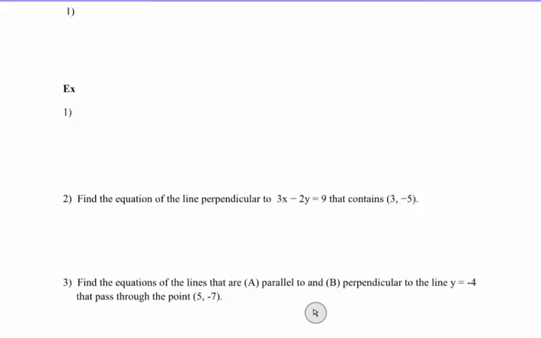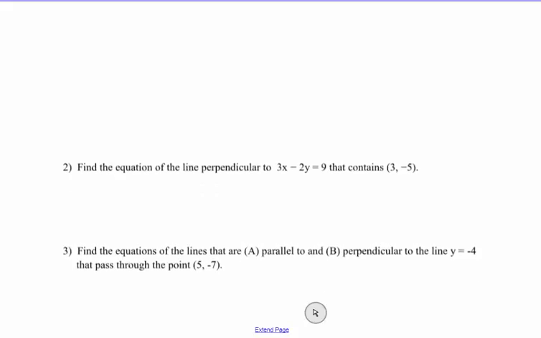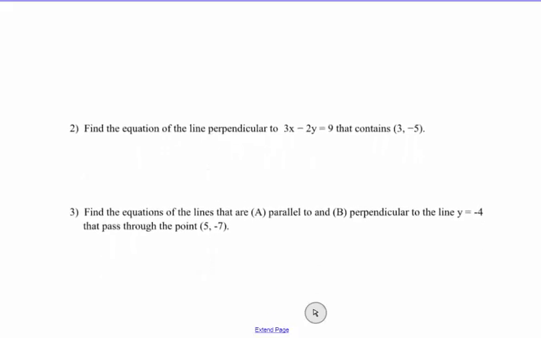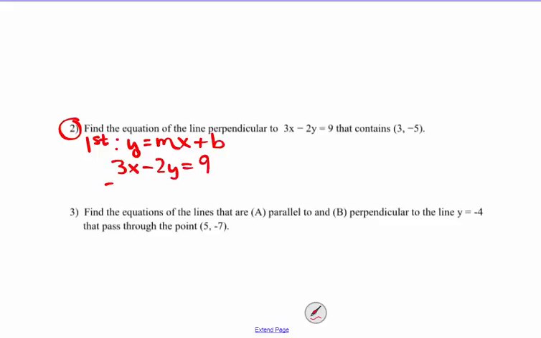The last example that I'm going to do is example 2. I'm going to find the equation of a line that is perpendicular to the equation 3x minus 2y equals 9, but that passes through or contains the point 3, negative 5. Again, the first thing I have to do is find the slope, and I do that by writing the equation in the form y equals mx plus b.